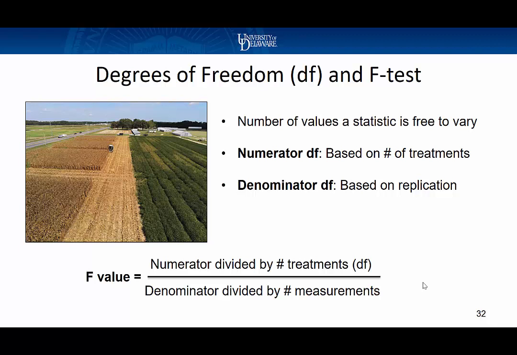Now the way they sum up can get large, but if you keep increasing your treatments, you make that top value smaller, so it's harder to prove. Same thing down here with the denominator. If you increase your replication, you can help shrink that denominator, and then you can make this F value more likely to be larger. But all degrees of freedom are is their term, number of values a statistic is free to vary. So the more replication you have, the more degrees of freedom you have.